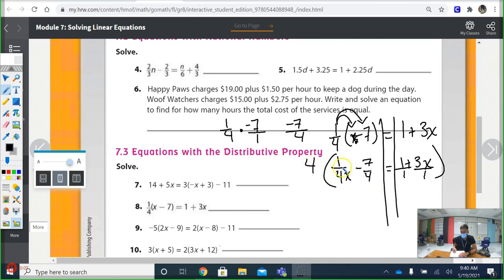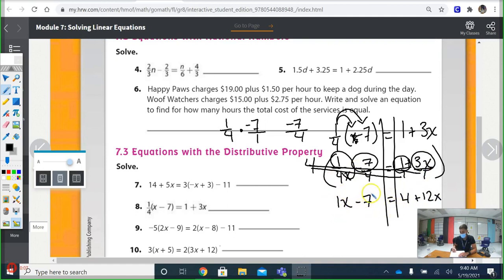4 divided by 4 is 1. 1 times 1x is 1x. 4 divided by 4 is 1. 1 times negative 7 is negative 7. 4 divided by 1 is 4. Times 1 is 4. 4 divided by 1 is 4. Times 3x is 12x.